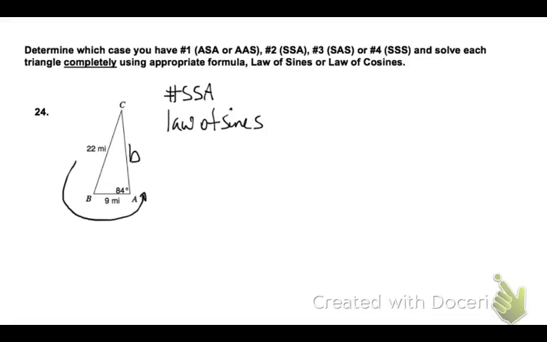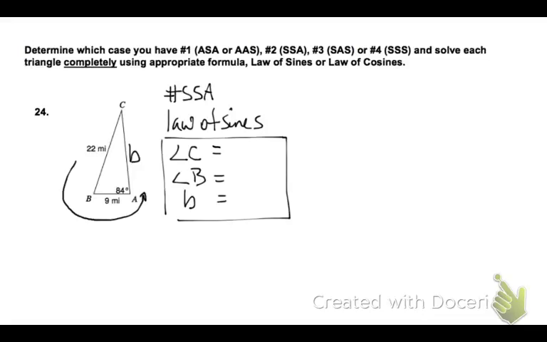It looks like we need to know angle C. We also need to know angle B along with side B. Then let's put a box around those so we know once we have all those filled out that we have solved the triangle. So let's start with angle C, since we know side C.